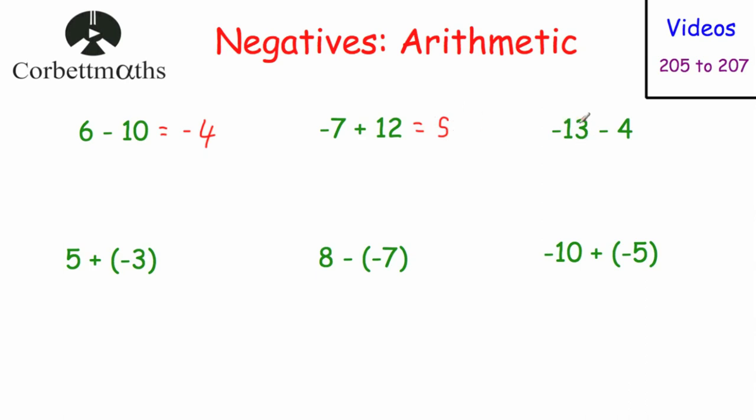Our next question is negative 13 take away 4. So that means we're going to go 4 more down from negative 13. So that'll be negative 14, negative 15, negative 16, negative 17. So the answer will be negative 17.